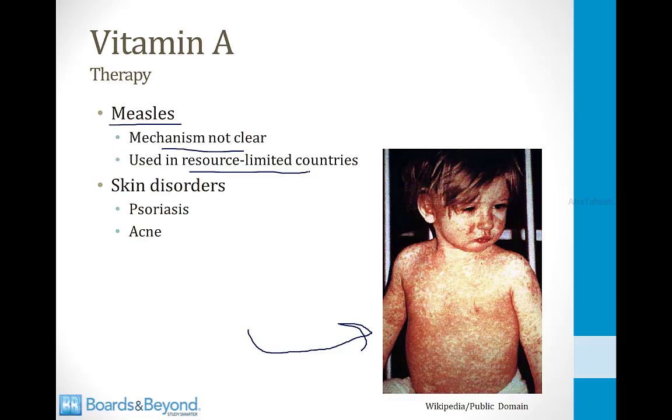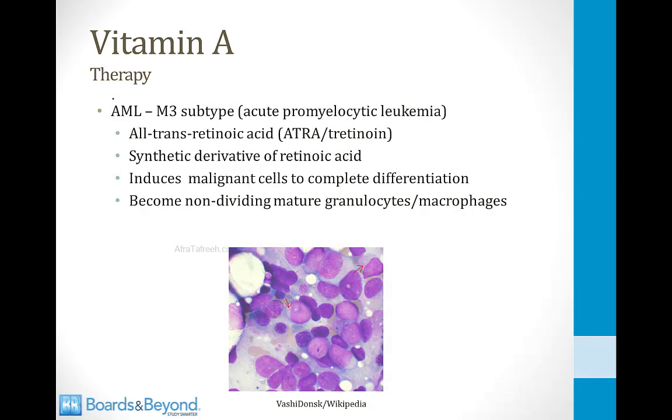In addition, as I told you before, vitamin A is used as a treatment for some skin disorders, including psoriasis and acne. There's one type of leukemia that is sometimes responsive to vitamin A, and that is AML, the M3 subtype, which is also called acute promyelocytic leukemia. Patients with this condition are sometimes treated with all trans retinoic acid. It's also called ATRA or tretinoin.